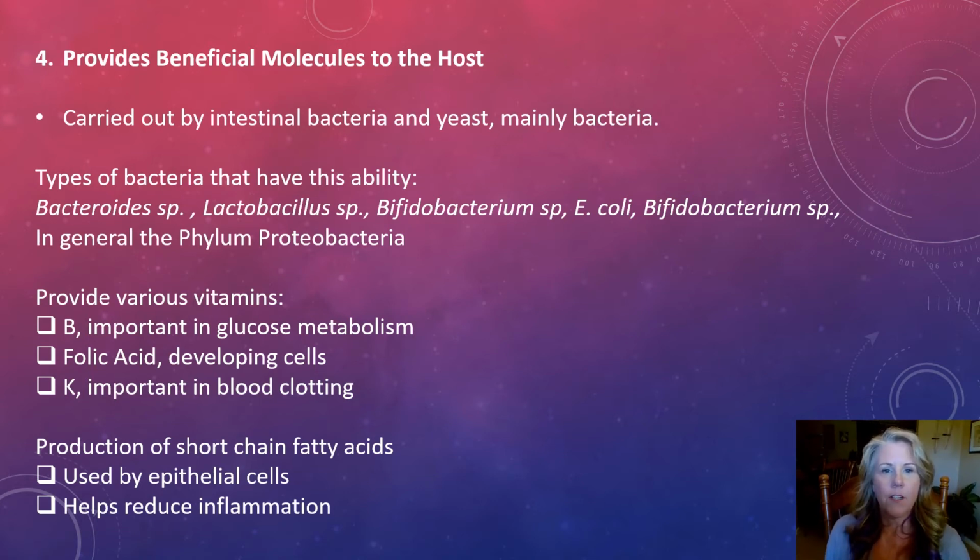Okay, what other types of molecules do they secrete? Short chain fatty acids. And the short chain fatty acids are a result of that bacterial metabolism. And then those short chain fatty acids are absorbed or used by the epithelial cells that line the GI tract. What does it do? It helps to reduce inflammation in those areas. So we're benefiting from those molecules that have been secreted by the bacteria mainly.